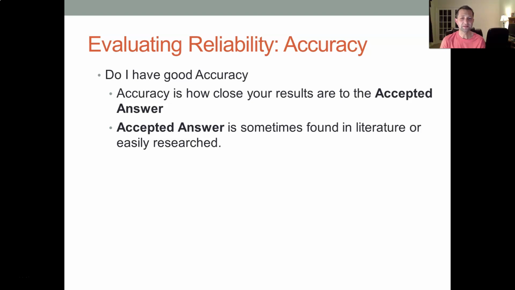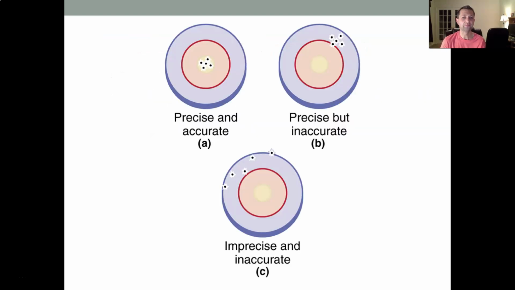Your accepted answer is sometimes found in literature or easily researched. So you can find the accepted answer pretty easily if something has an accepted answer. So the previous slide, the density of lithium, you could find that by just Googling it or looking it up.